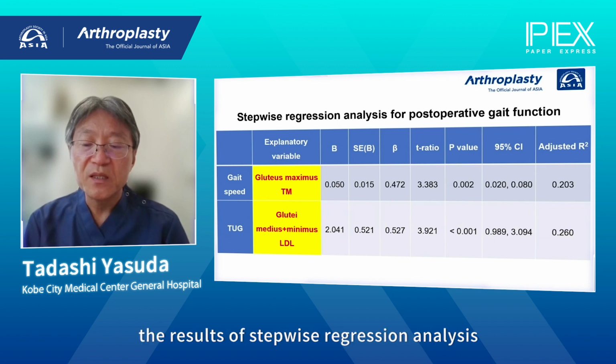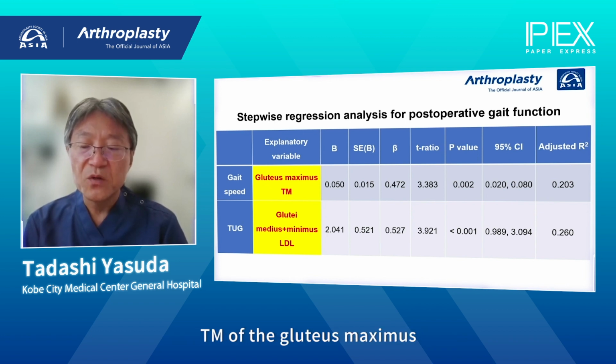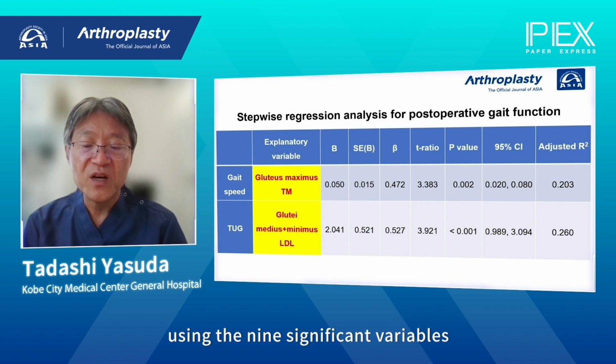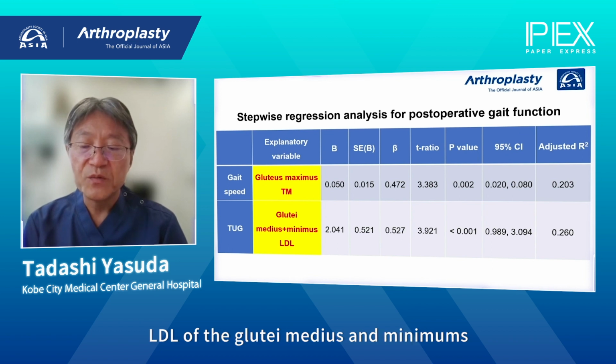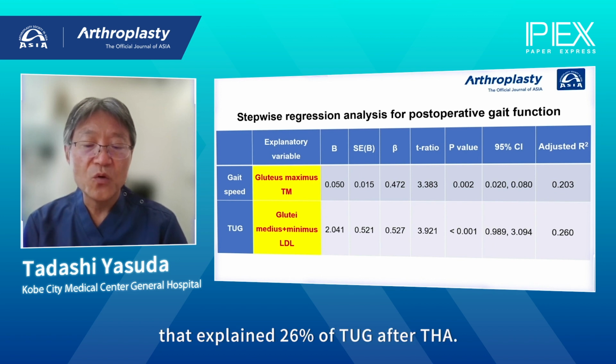This table shows the results of stepwise regression analysis using the significant variables. From regression analysis using the 10 significant variables for postoperative gait speed, TM of the gluteus maximus was selected as a variable that explained 20% of gait speed after THA. Regression analysis using the 9 significant variables for postoperative TUG showed that LDL of the gluteus medius and minimus was identified as a variable that explained 26% of TUG after THA.